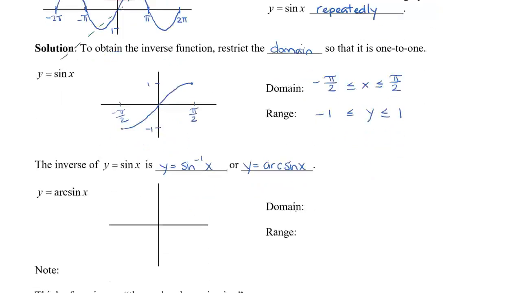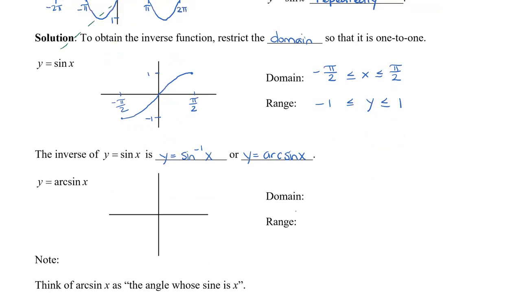All right, so when I want to find the inverse of this y equals sine x graph, what I'm going to do is I'm going to reflect it over the y equals x line. So let me redraw that over here. So when I reflect the y equals sine x graph from negative pi over 2 to pi over 2, I'm going to get something that looks like this.